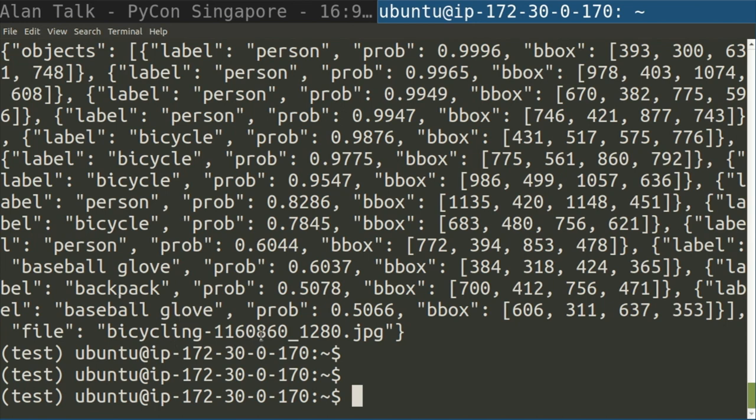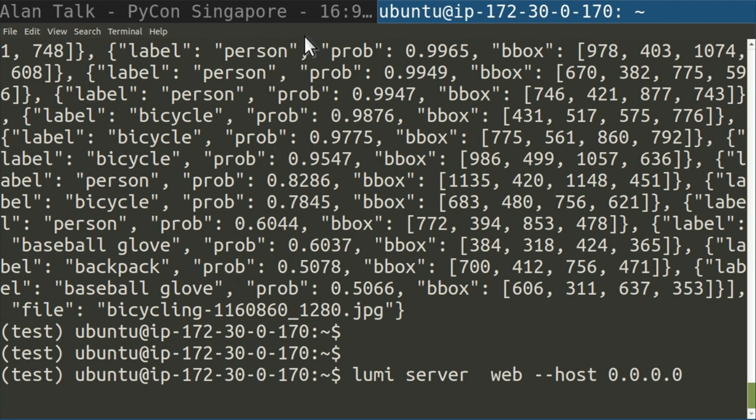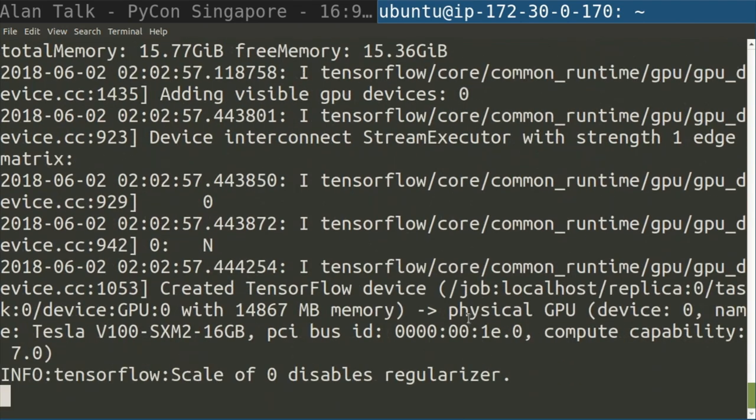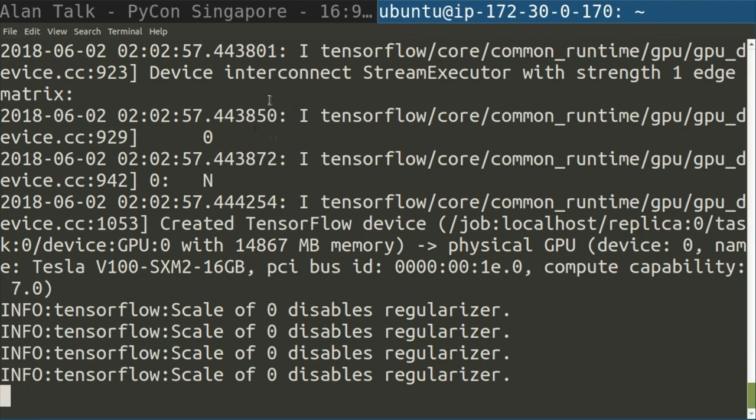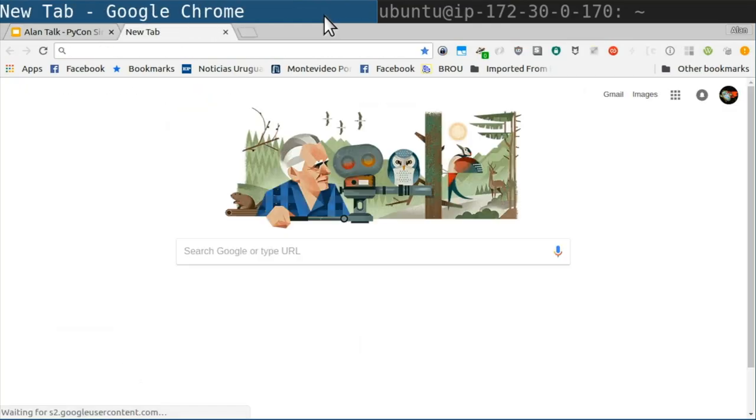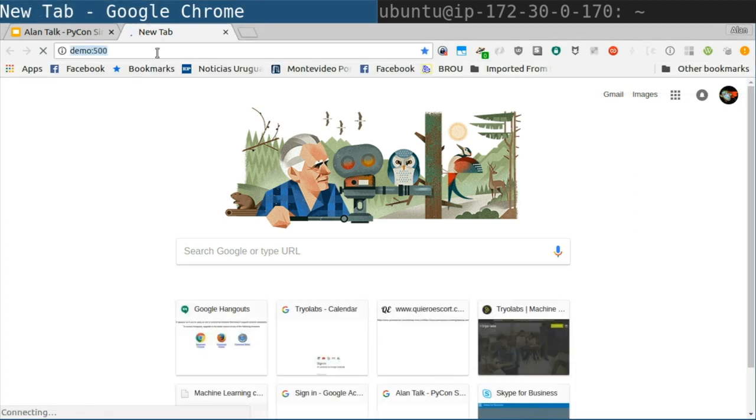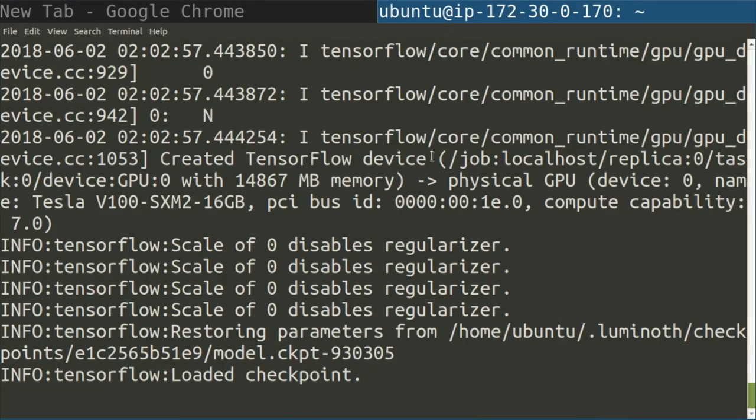OK. So an interesting thing is that we have a web server to try this out and play interactively, which is called Lumi Server Web. And as I'm in the cloud, I'm going to have to bind to 0.0.0.0 to be able to see it on my computer. This is going to boot the server web. Again, I have not specified a checkpoint, so it will assume accurate. There it is. And now if I go here and I say demo. Oops, sorry. Port go wrong. Let's see if internet works here. Bear with me. Load a checkpoint.